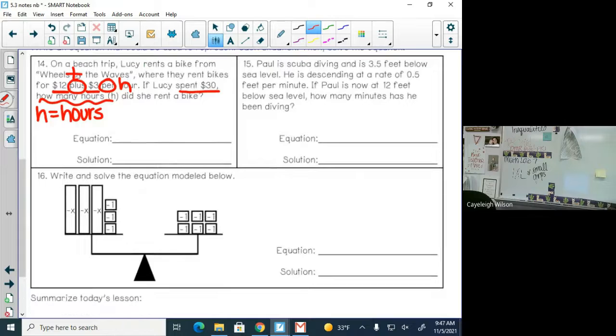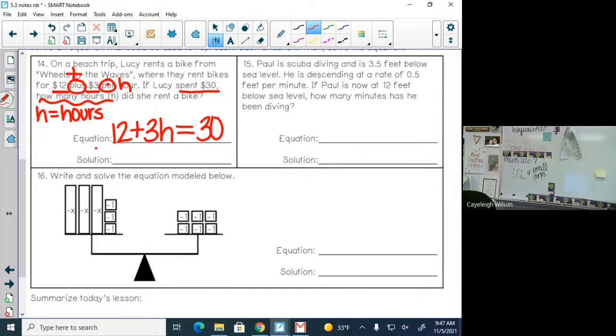Okay, so now I can basically just read it and write it. 12 plus 3 times H, so 3H, and they spent, so spent is equals $30. And I'm telling you, every word problem works like that if you use that 3-step process.